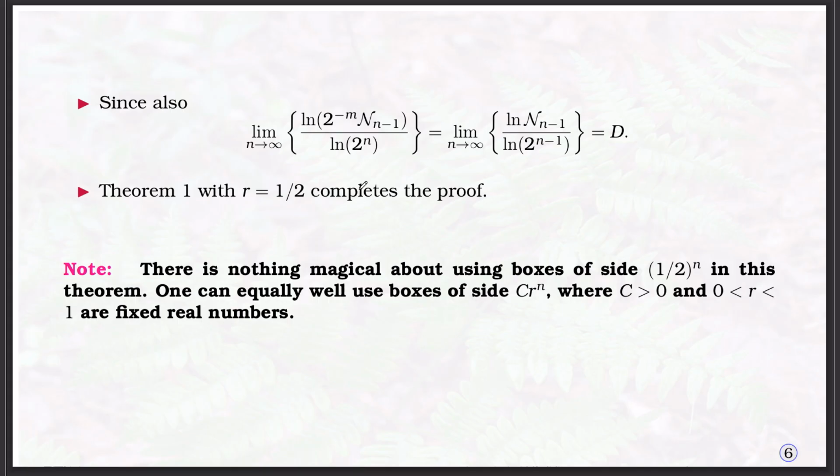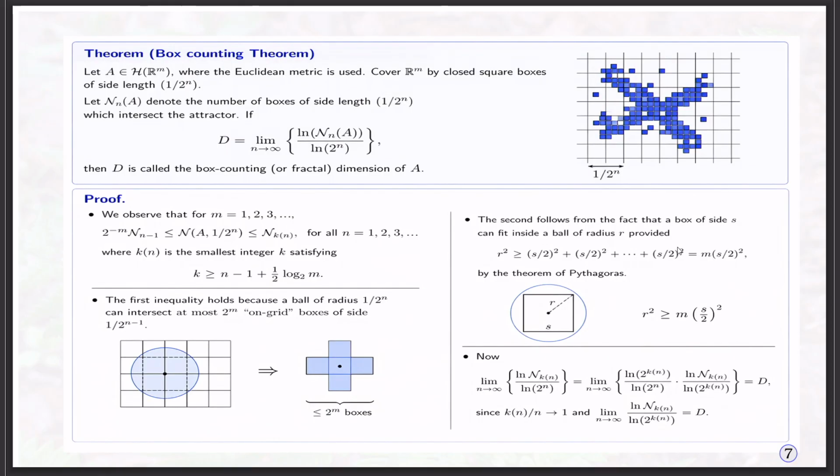In this theorem, there is nothing magical about using boxes of side length 1 by 2 power n. One can equally well use boxes of side c times r power n, where c is greater than 0 and r lies between 0 and 1, or any fixed real number. We can use the box side length as this one, and still this theorem is valid. Maybe the sketch of the theorem is given here. One can understand from this sketch.